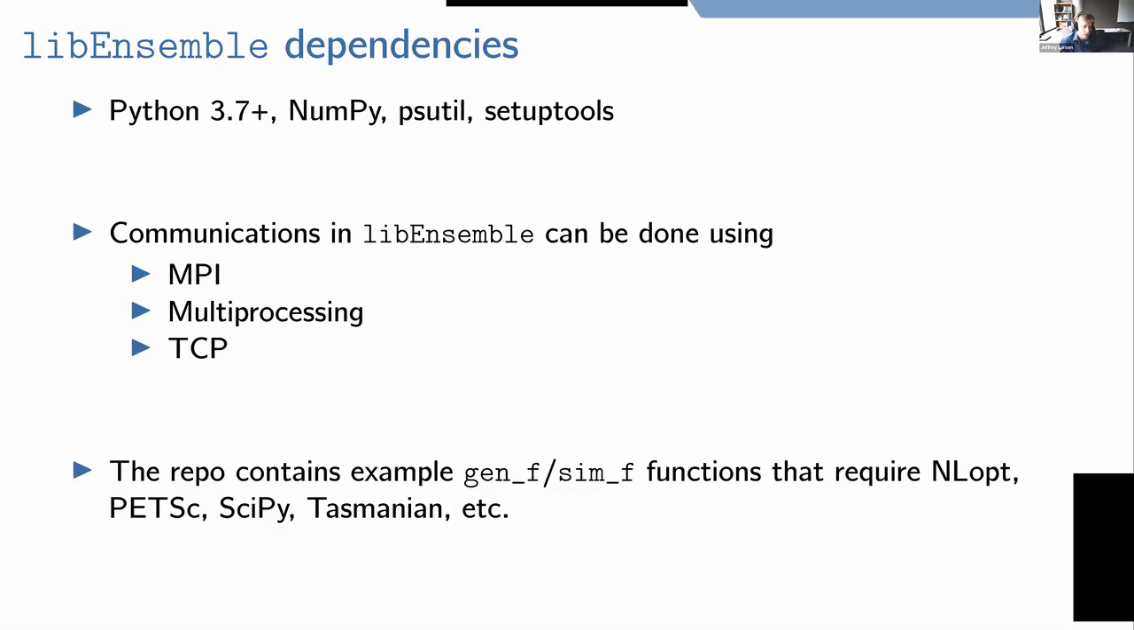And our repository contains many example simulations and gen functions that use, say, NLopt or PETSc or SciPy or Tasmanian. Pick your favorite thing. We could probably easily plug it in to be an example of how we can generate points or simulate points. We also have the Bench simulation function and other ECP proxy apps that are sim functions. Those aren't necessarily the libEnsemble dependencies, but if you want to run every test that we have, then you need them installed as well.